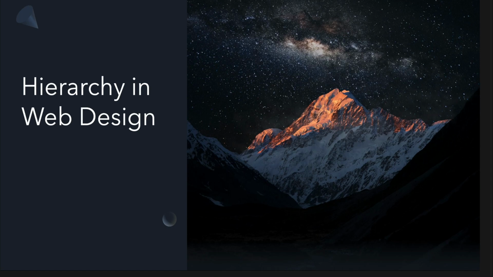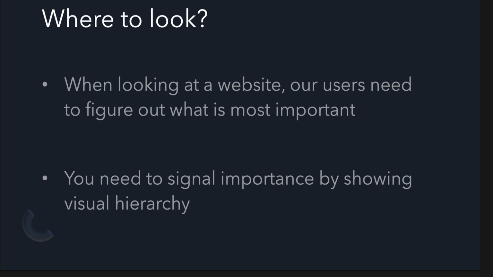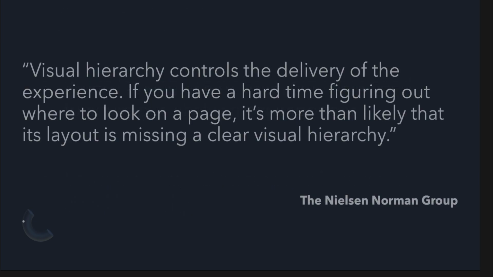Today we are going to be talking about hierarchy in web design. That's visual hierarchy. Essentially, it is how, as a web designer, you are going to let people know where they need to look. Whenever one of our target consumers, our target audience members, is looking at our website, they need to figure out what's most important. And it's our job, designing the website, to signal to them what is the most important thing for them to look at by using visual hierarchy.